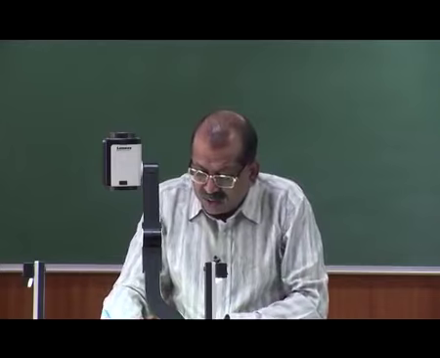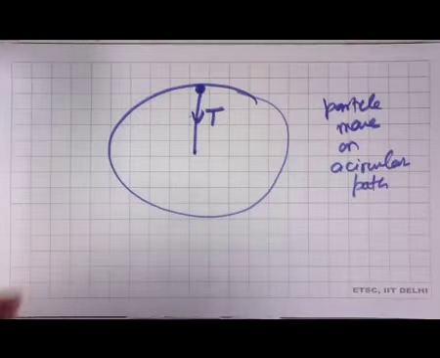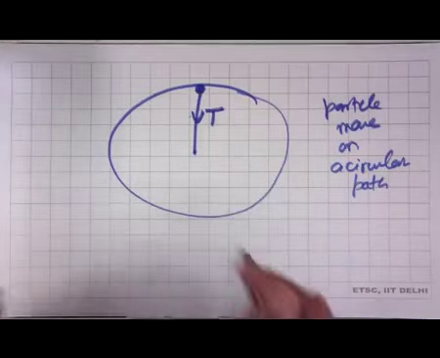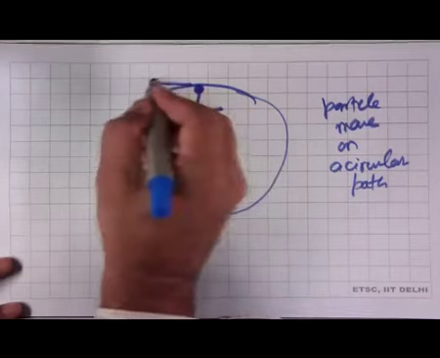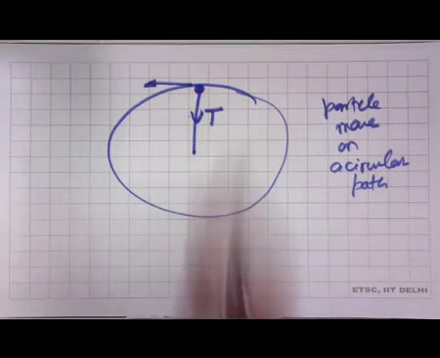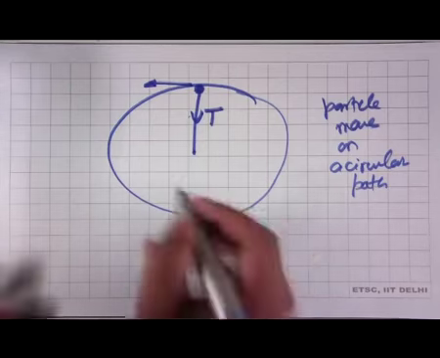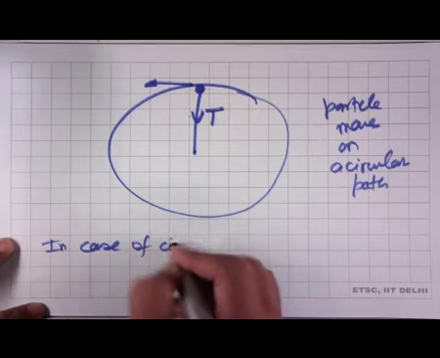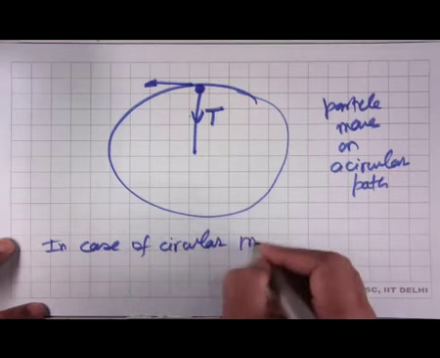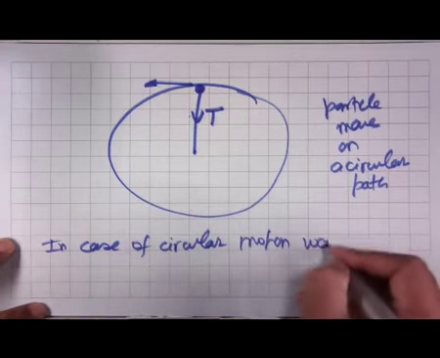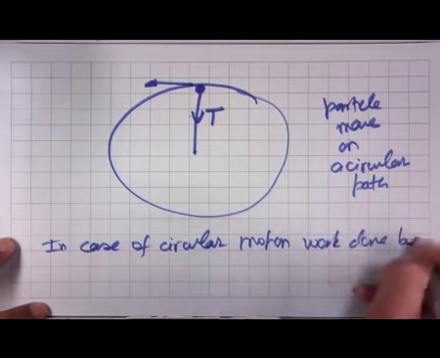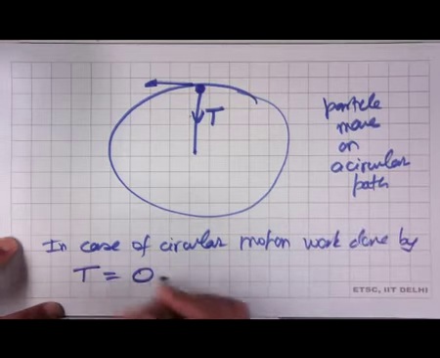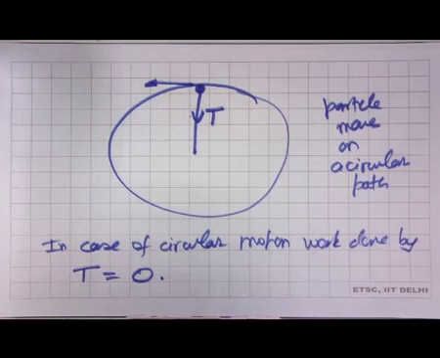So, now if there is a tension, the string force, acting on the particle, and the particle is moving in a direction perpendicular to the string force. So, here in case of circular motion, work done by T, or the string force, is equal to 0.